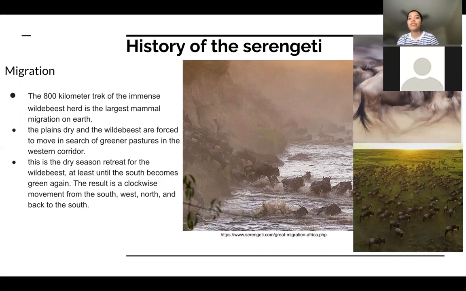Then, with the beginning of the short rains in late October, the migration makes its way back into the Serengeti. By December, the herds trek past Seronera, a small settlement in central Serengeti, to return to their grounds again. And the circle is complete, which goes on and on each year.